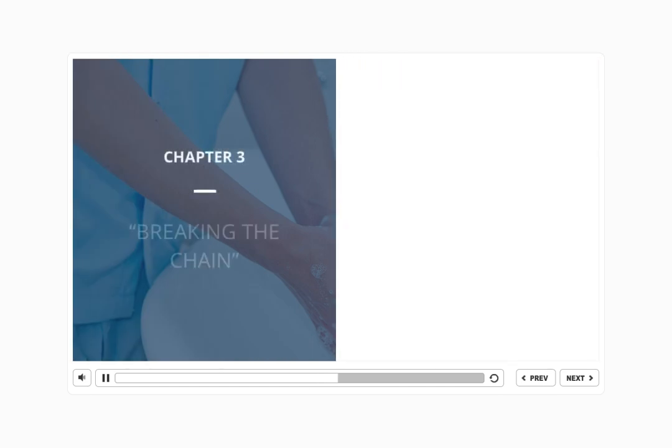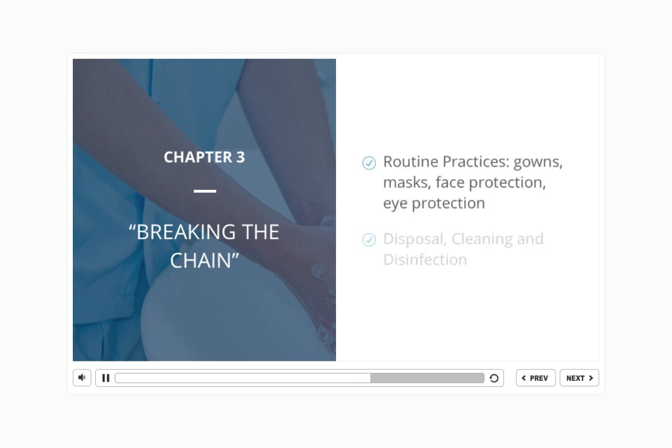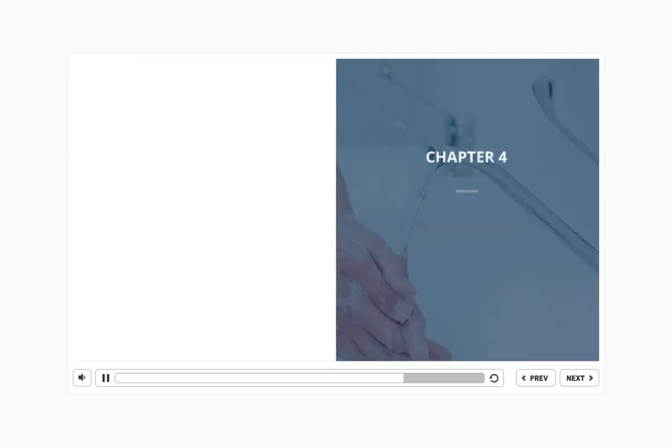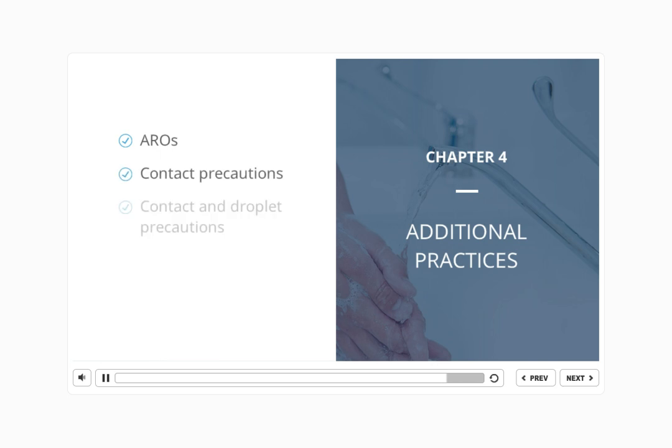Chapter 3 will review how to break the chain as part of prevention or control. We do this in 4 main ways: cleaning and disinfection, disposal, and more routine practices. And finally, in Chapter 4, we will review antibiotic-resistant organisms, or AROs, and the additional precautions needed for contact, droplet, and airborne precautions. Let's get started.